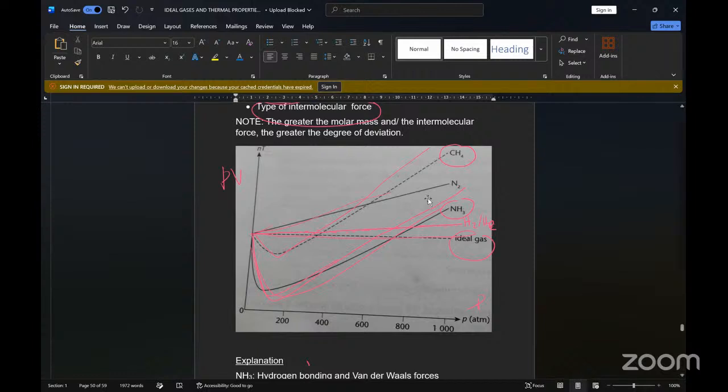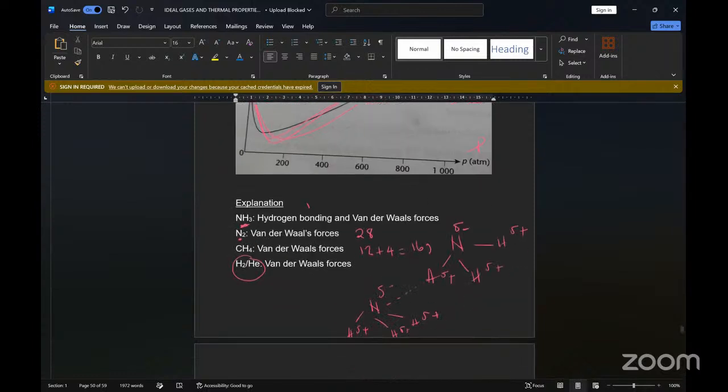Now, in addition to that, methane is also spherical. But again, I have never seen a question of this nature. I just took it from a book and I felt I should explain it. The most important thing is that the deviation depends on the strength of the intermolecular force and the size. The bigger the size and the bigger the strength of the intermolecular force, the bigger the extent of the deviation. Okay, so we are done with that.